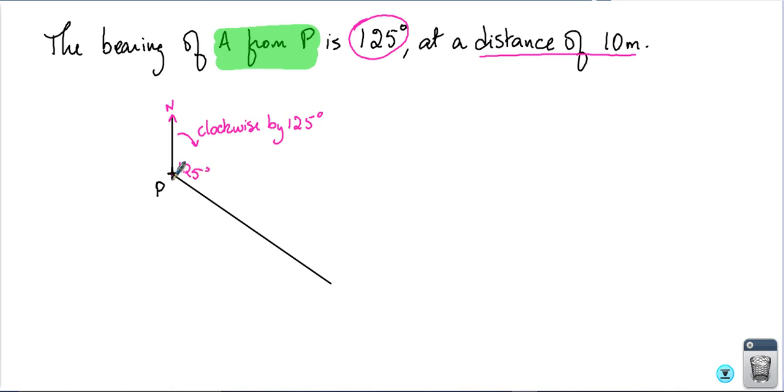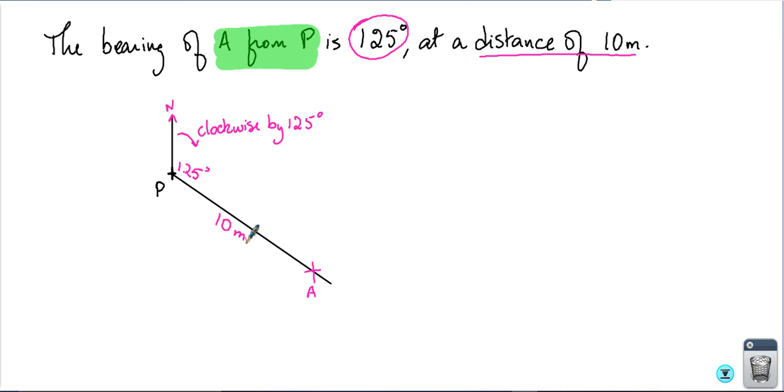This is P. Somewhere on this line there is A, and A should be 10 meters away. So I can mark a point. I am going to call that point A, and I am going to say that distance PA is 10 meters. So that's how we have changed the statement, the bearing of A from P is 125 degrees at a distance of 10 meters, into a diagram.